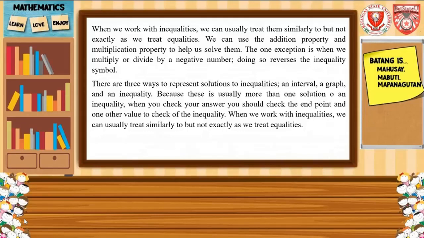There are three ways to represent the solution to an inequality: first is an interval, then a graph, and an inequality. Because there is usually more than one solution to an inequality, when you check your answer, you should check the endpoint and one other value to check the solution. When we work with inequalities, we can usually treat them similarly to, but not exactly as, we treat equalities.